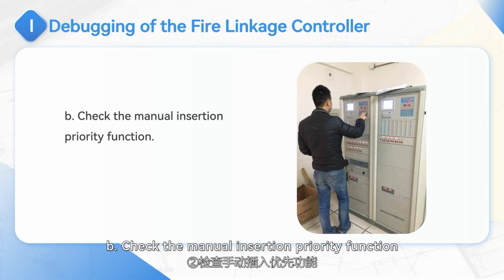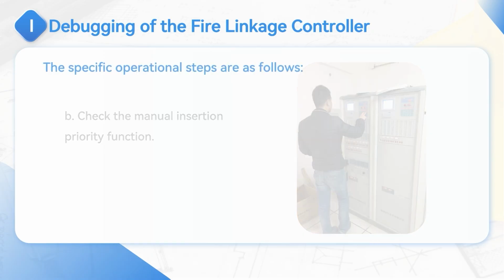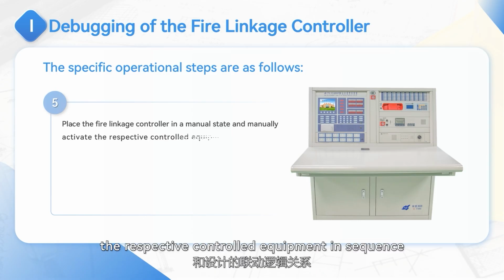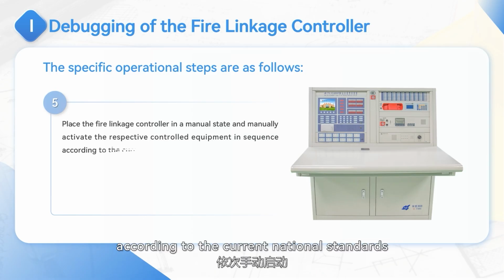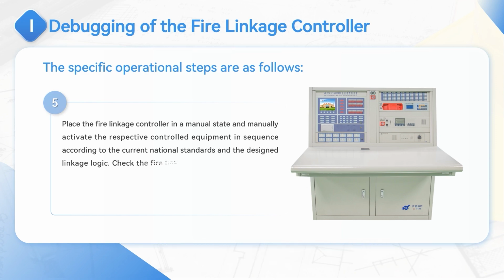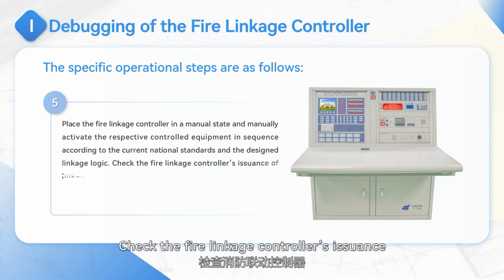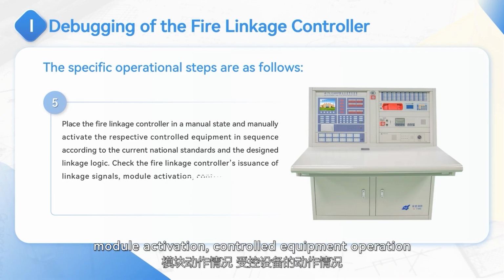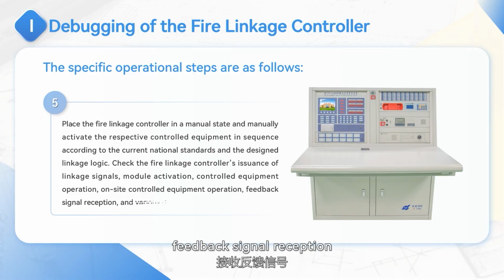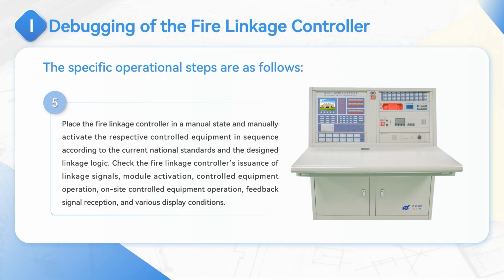B. Check the manual insertion priority function. Step 5. Place the fire linkage controller in a manual state and manually activate the respective controlled equipment in sequence according to the current national standards and the designed linkage logic. Check the fire linkage controller's issuance of linkage signals, module activation, controlled equipment operation, on-site controlled equipment operation, feedback signal reception, and various display conditions.